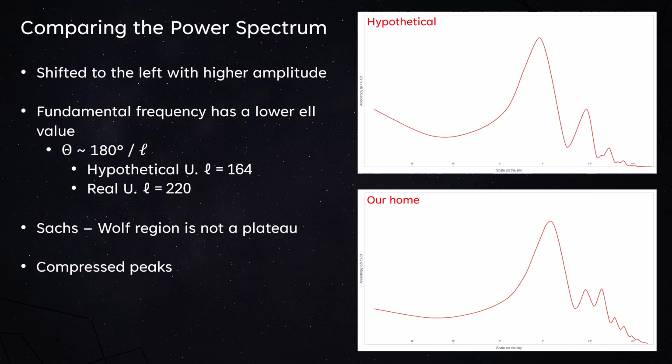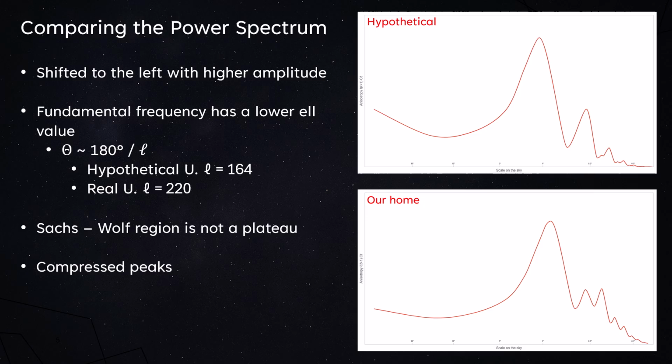Comparing the power spectrum. All right, so if you look on the right, we got the two power spectrums. On the top is the hypothetical universe that I've created, and the bottom right is the power spectrum of the benchmark model. So what you might notice is that the fundamental frequency has shifted to the left, and it also has a slightly higher amplitude. This is caused by deeper gravity wells in our matter-dominated universe, and this is the reason the hot spots are hotter and the cold spots are colder on our CMB temperature map.